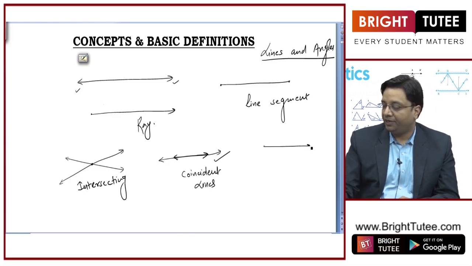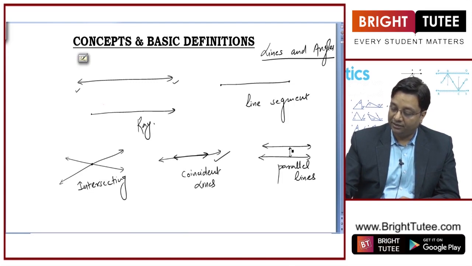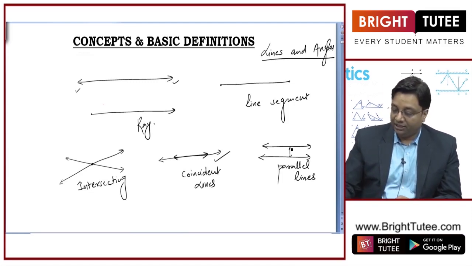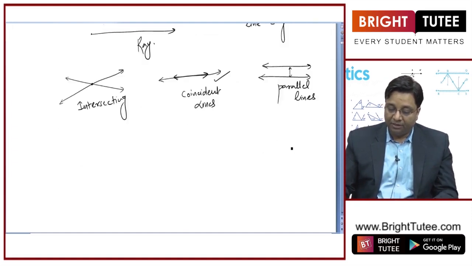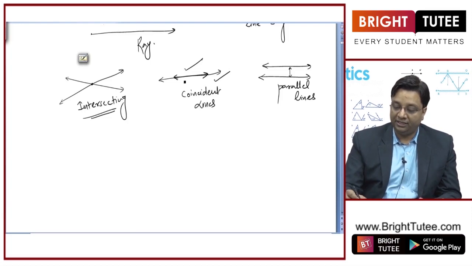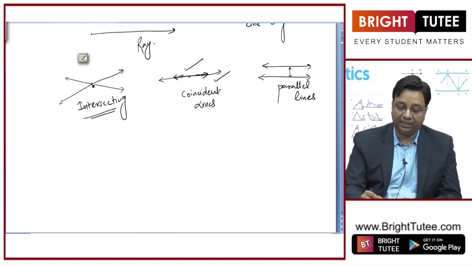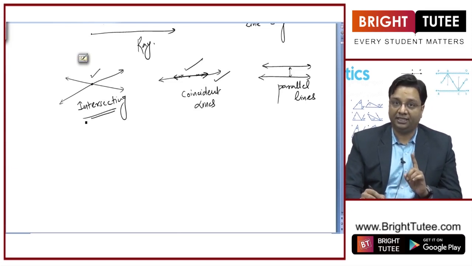And then there can be parallel lines. Parallel lines will never meet each other, and they maintain a constant distance everywhere. So these are three types of lines. Now, about intersecting lines: if there are two different, distinct lines, because coincident lines are the same line, coincident lines have an infinite number of points of intersection, because there are infinite points that lie on both lines. But two different lines can have a maximum of one point of intersection.